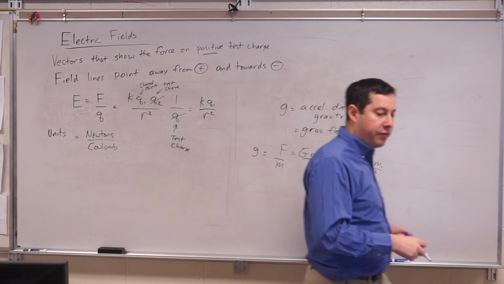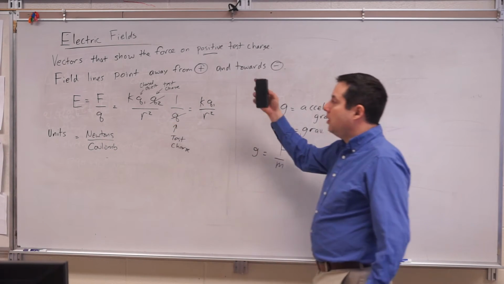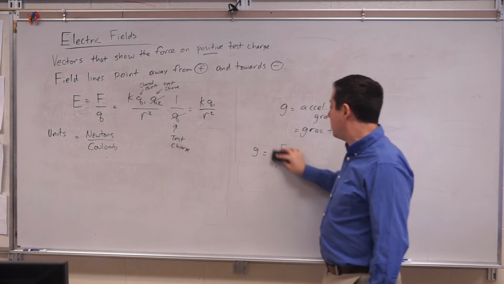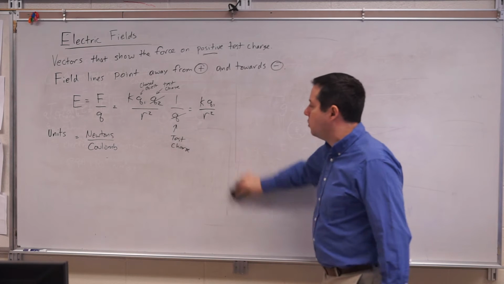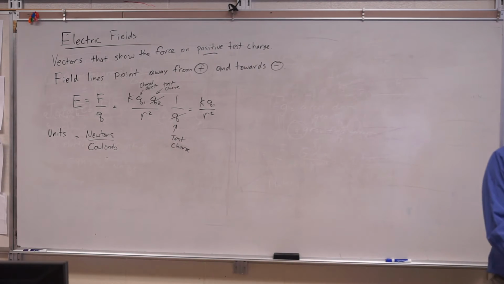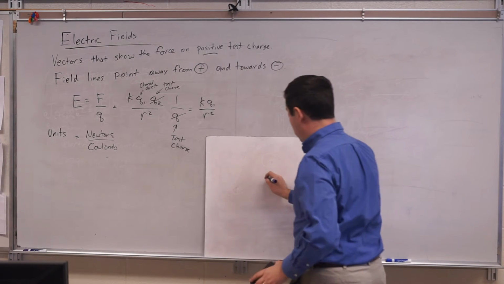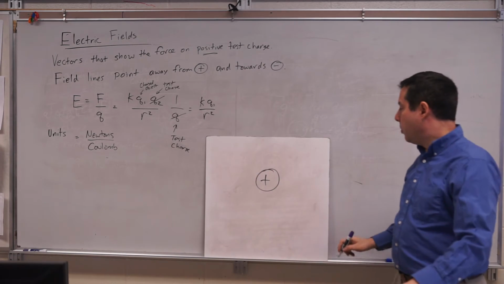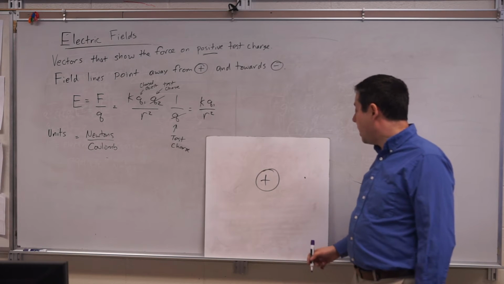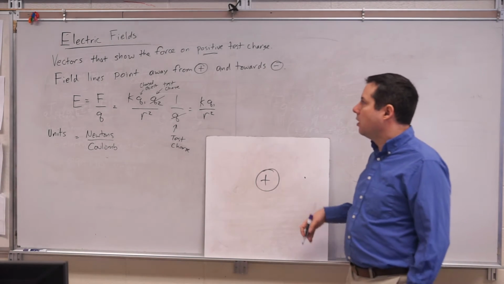Well, the same is true for electric field strength. All those test particles would have the same electric field strength, regardless of their individual charges. So K Q1 over R squared. So let's imagine, for example, we have a positively charged object. And we were to put a test charge here. You could measure the force on this, and that force divided by the charge on the test charge gets you the electric field strength.